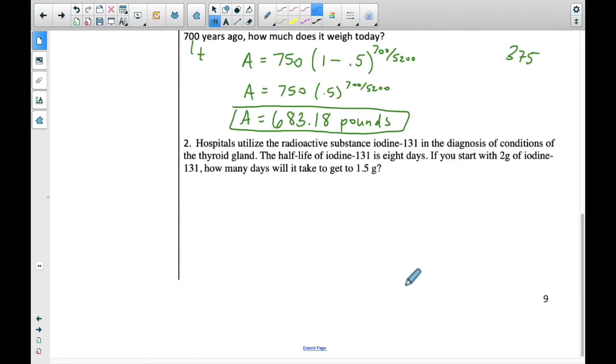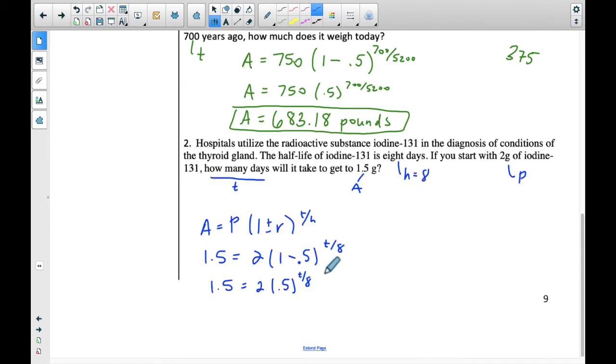Okay, this next problem. Similar deal. Take a second to read it through, decide what all your variables are going to be, and then set it up into an equation. Okay, so when you plug in the numbers, your A is 1.5, your P is 2 grams, your rate is 50%, this is half-life, and 8 is the half-life. So this is what we are going to put into our calculator. We are solving for T.